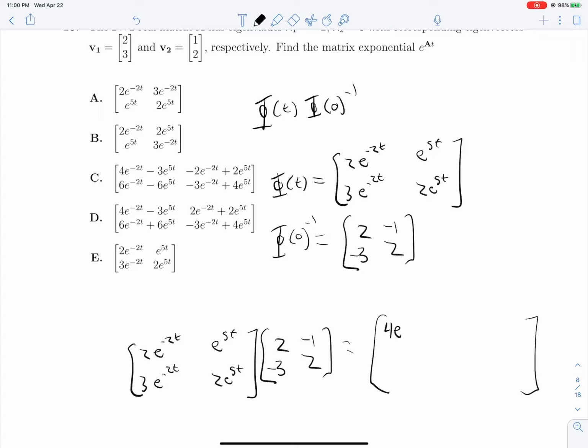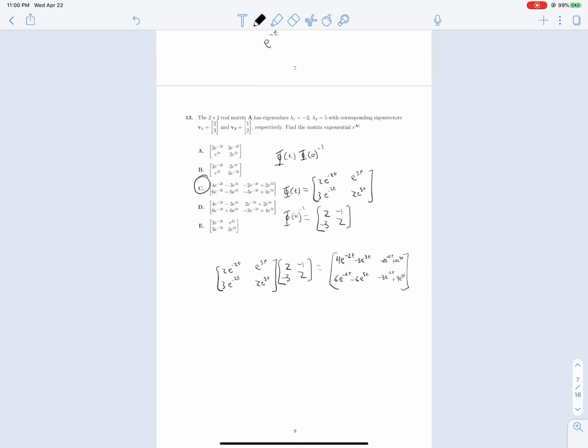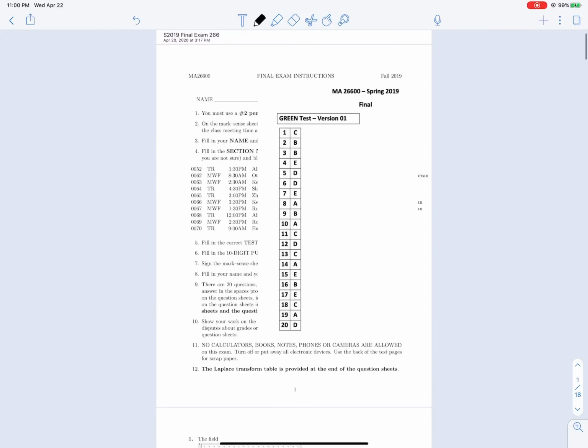We'll have 4 e to the negative 2t minus 3 e to the 5t, 6 e to the negative 2t minus 6 e to the 5t, minus 2 e to the negative 2t plus 2 e to the 5t, and negative 3 e to the negative 2t plus 4 e to the 5t, which is exactly what we have going on over here in C for 13.